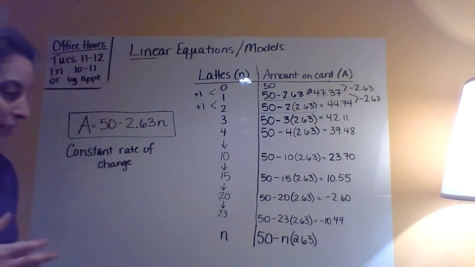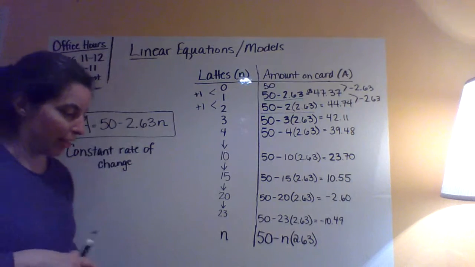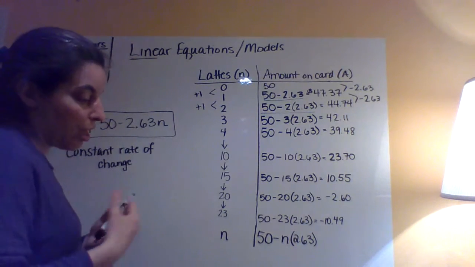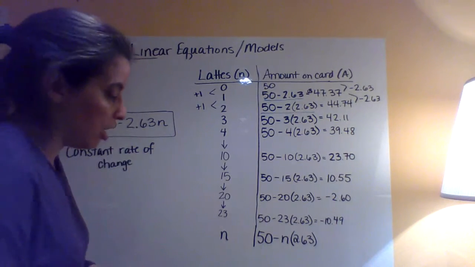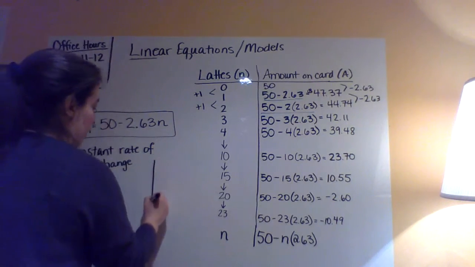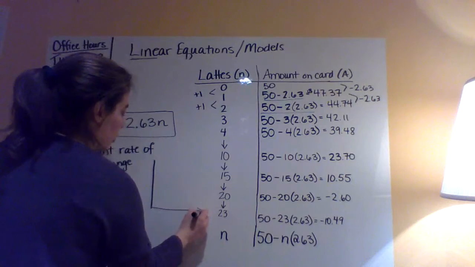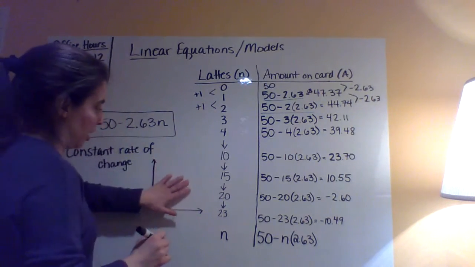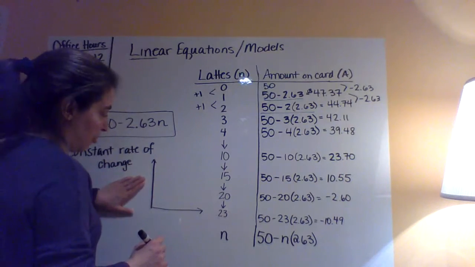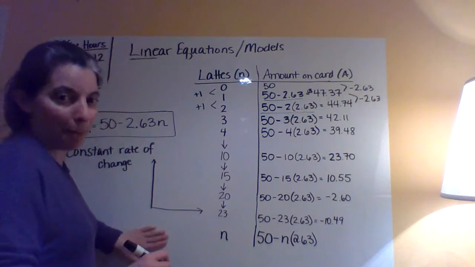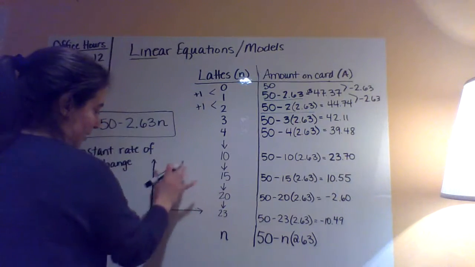So the last thing it asks you to do here in B, right above that we skipped, is to graph this. So I'm going to let you graph it on your own after the video. Let me just point out some things. We're looking at just the first quadrant here because it doesn't make sense to have either a negative number of lattes or a negative amount on your card. So we're just looking at the positives.